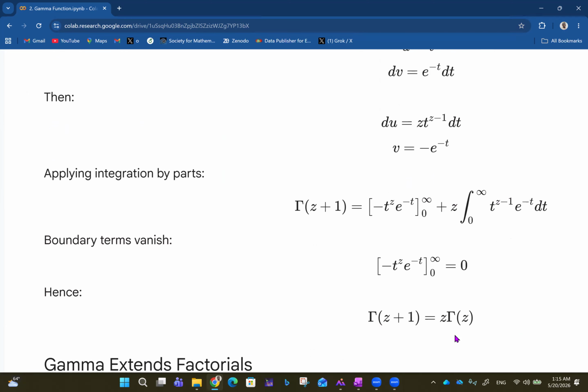So by the time you're done with that, as this goes to 0, you then have z times the integral from 0 to infinity of t raised power z minus 1 e raised power minus t. So if gamma z plus 1 is t raised power z e raised power minus t dt under the integral, then this thing, with t raised power z minus 1, is simply gamma z. So that's the easy proof that gamma z plus 1 is the same thing as z gamma z.